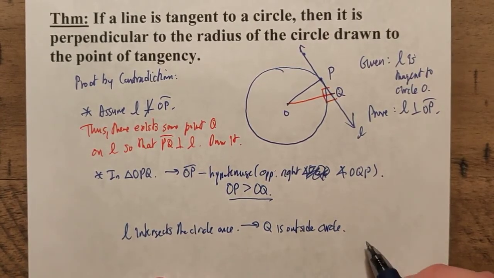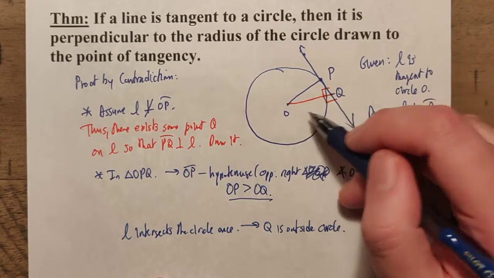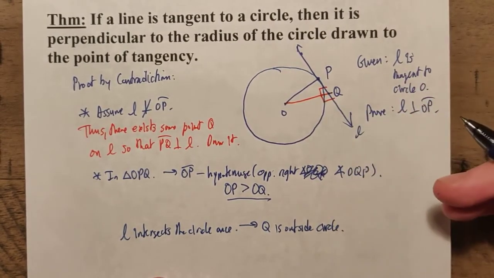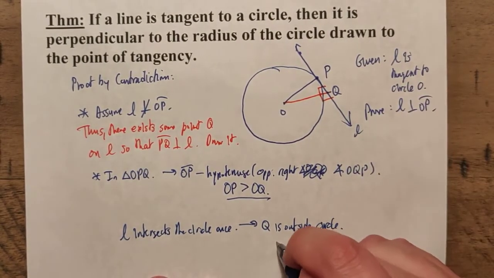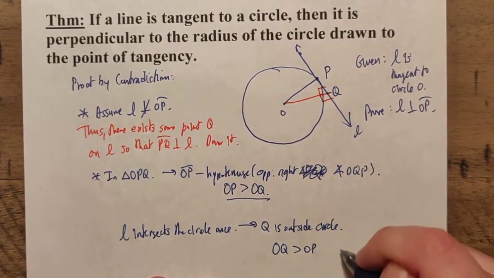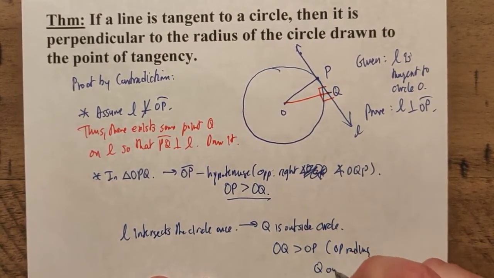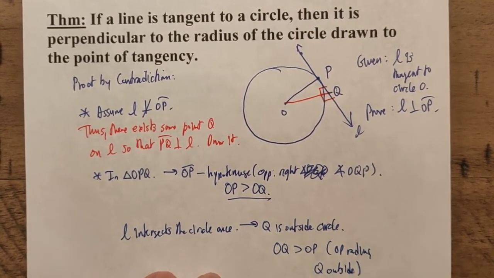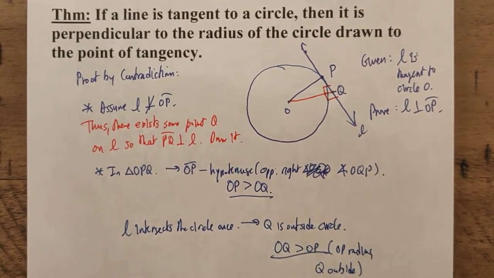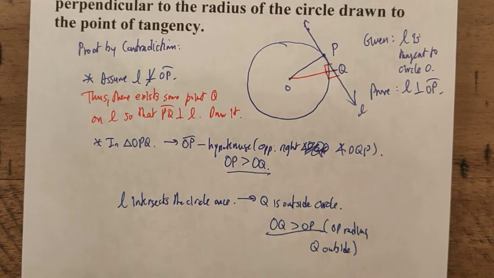Now, if Q is outside the circle, that means it's more than the fixed distance away, because OP is a radius here, right? Because P is on the circle. This implies here that OQ is greater than OP, right? Because OP is a radius, and Q is outside. So I've just shown here, by argument, that OP is bigger than OQ, and OQ is bigger than OP.